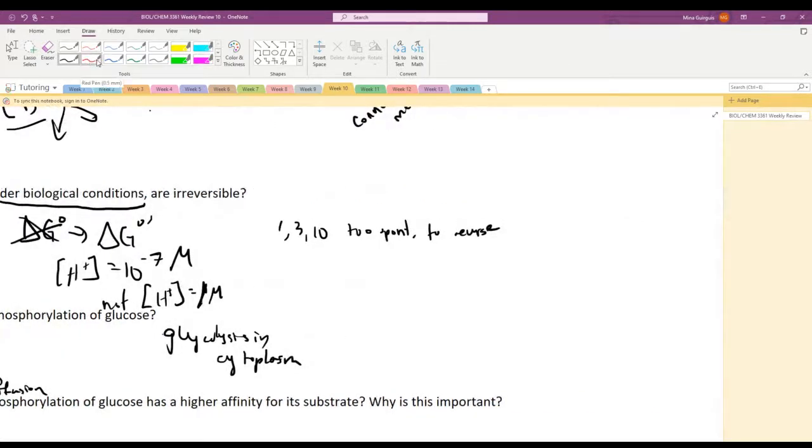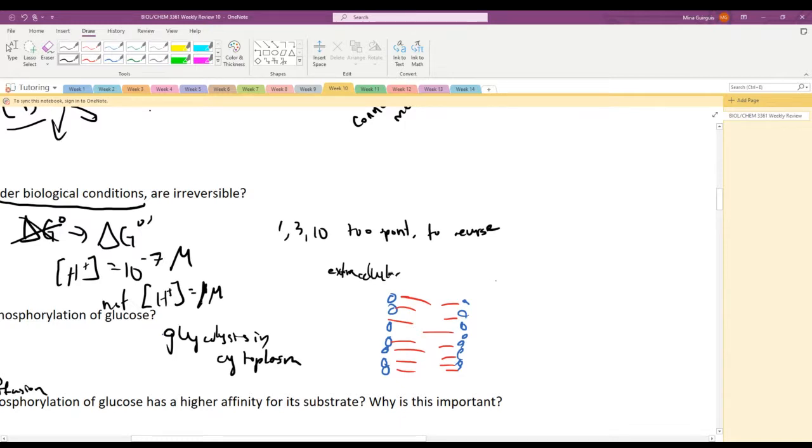So I'm just going to draw a very basic, pretty poor drawing of a cell. Here's our phospholipid bilayer. These are the hydrophilic ends, these are hydrophobic, and so on. You guys get the idea. It's not perfect, but it works. So this is the extracellular space, and this is the cytoplasm.